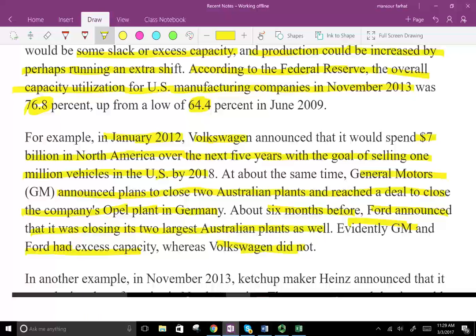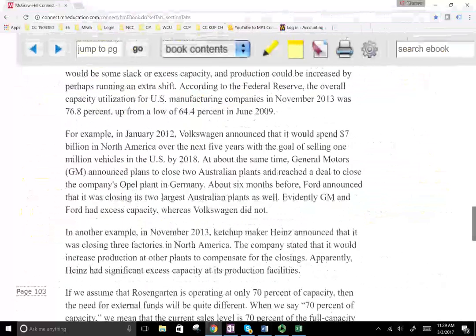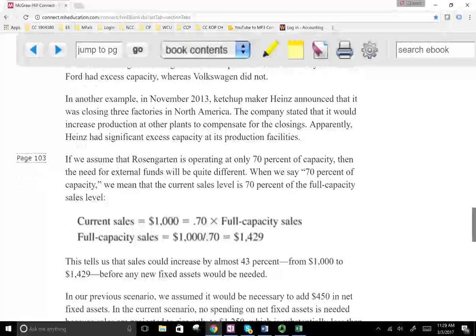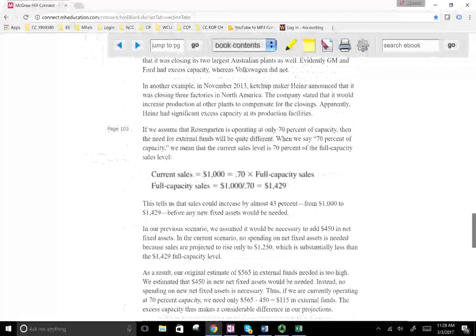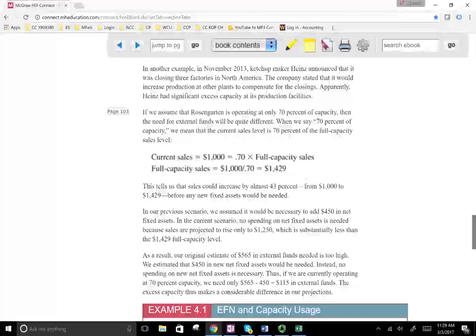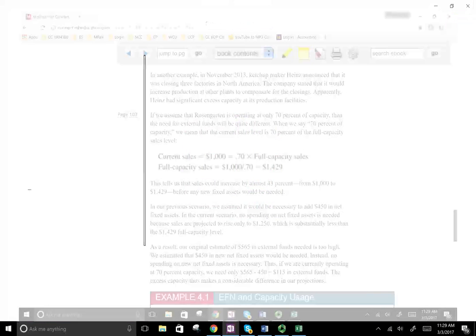So if you're closing a plant, it means you're not using it, so close it, because assets cost you money to maintain and they're not producing sales. In other words, companies may not be using their full capacity, so fixed assets don't have to change with sales. It might, but it doesn't have to.